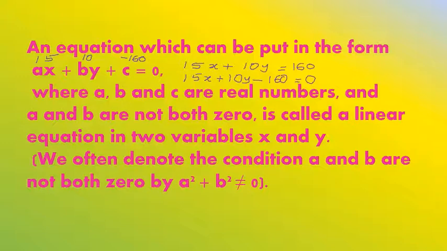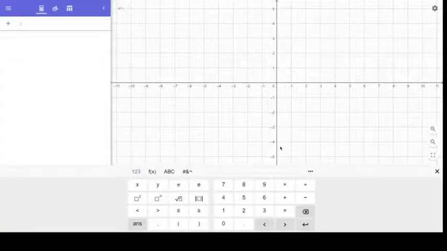And this a and b not both 0 is represented using a square plus b square not equal to 0. Can you see that a square plus b square not equal to 0? You don't think that I have to find out whether 15 square plus 10 square is equal to 0 or not. No, that is not the thing. A square plus b square not equal to 0 just means that a and b should not both be 0. Okay, now let us see some of the examples.